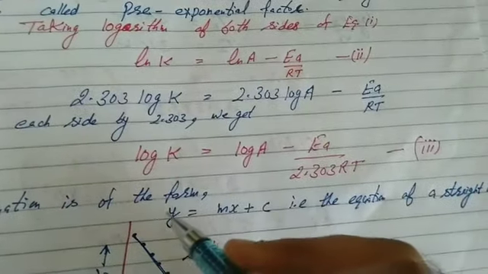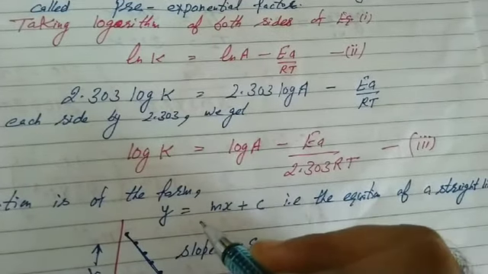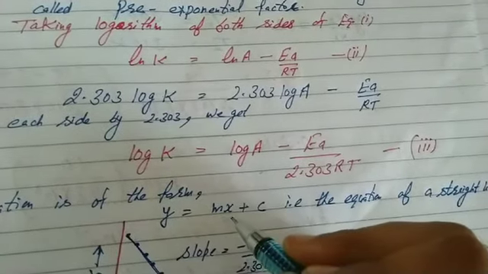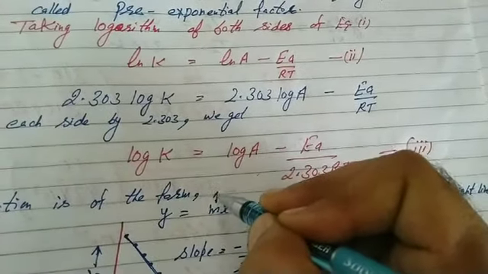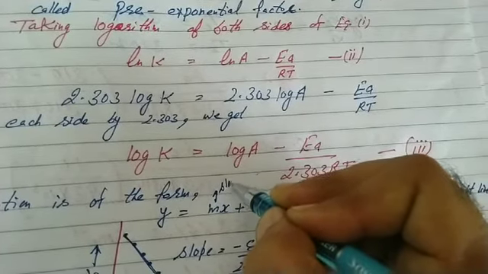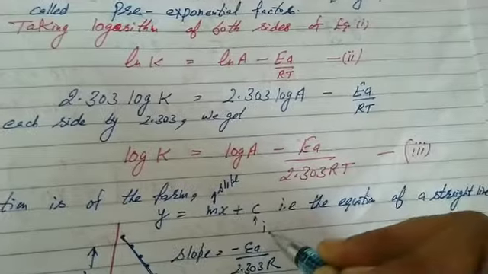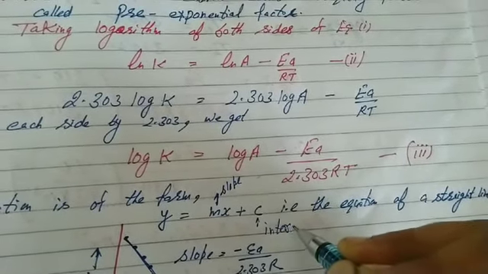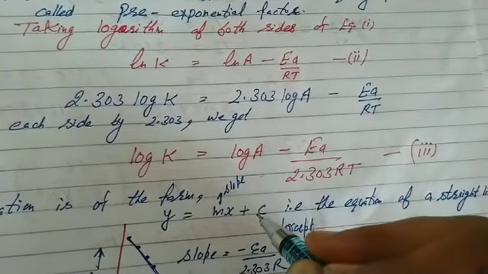This is an equation of the form y equal to mx plus c. Students, that's the equation of a straight line. On plotting y against x, a straight line is obtained. The slope is equal to m, where m is the slope and c gives the intercept. y equal to mx plus c.